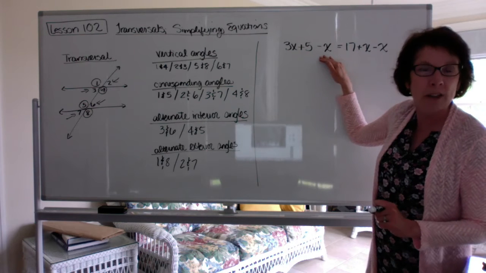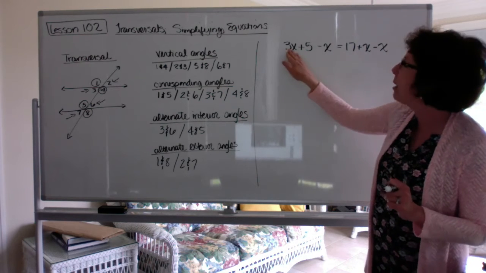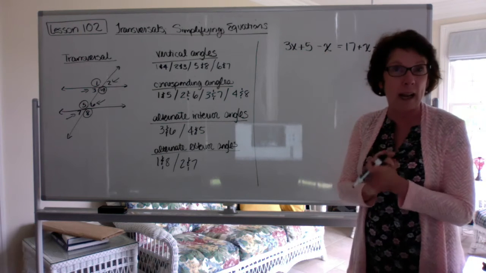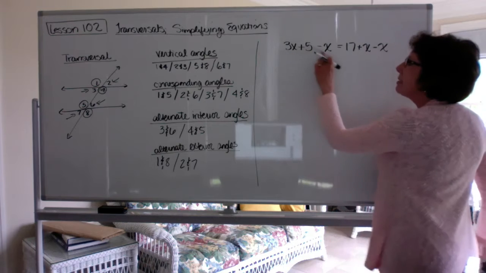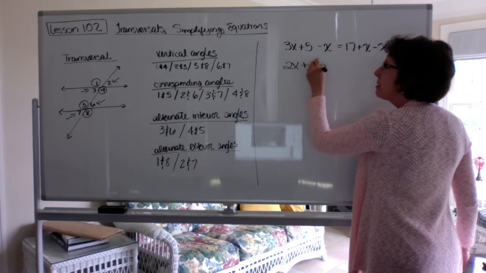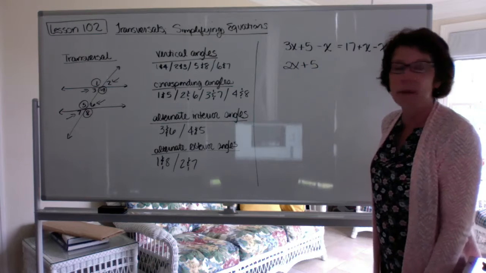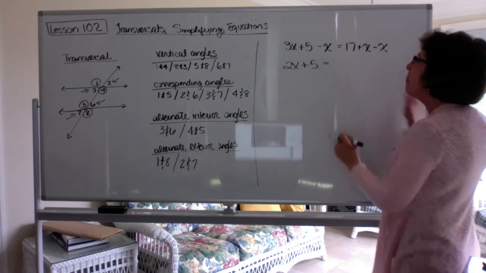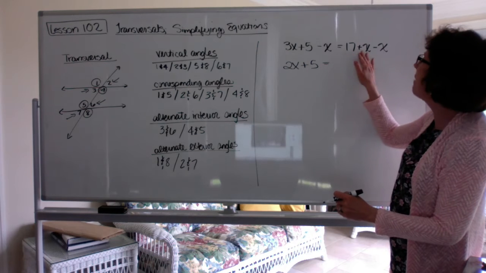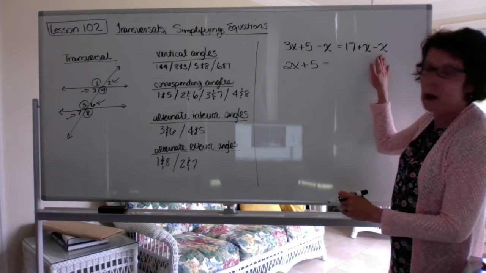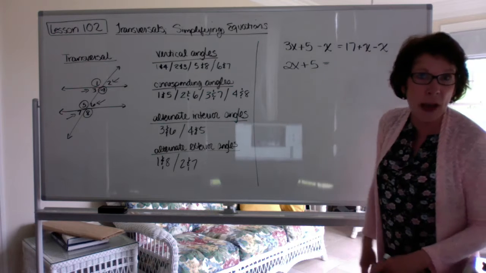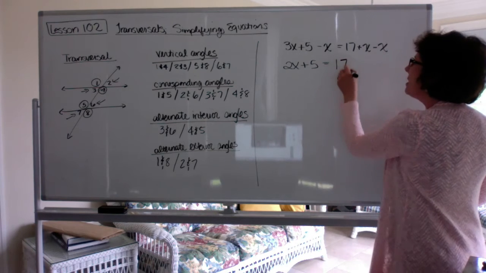Now, do I have like terms here? You betcha. I've got a 3x minus 1x. I have to combine those before I can go any further. So 3x minus 1x is 2x. And I have 2x plus 5 on this side. Now I'm going to put my equal sign. Now I'm just going to focus on the right side. I have 17, and then I have a plus x and a minus x. Well, what is 1x minus 1x? 0 x's. And so I end up with a 17 here.